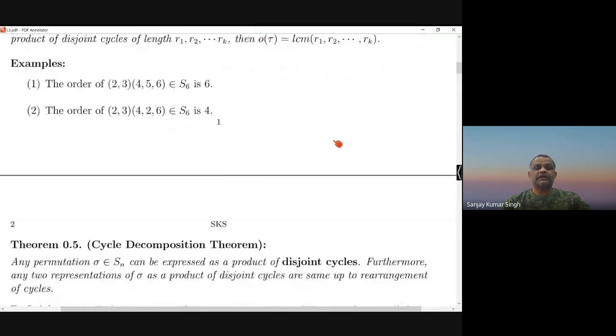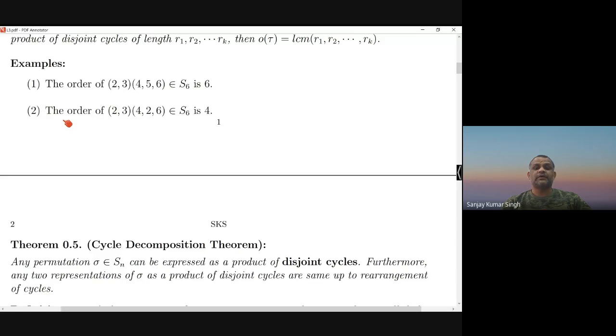So for example, in this example, you check the order of this permutation, which is a product of two cycles (2 3) and (4 5 6). The order is 6. Why? Because (2 3) has length 2, so its order is 2, and the other has length 3, so its order is 3, and the LCM of 3 and 2 is 6.